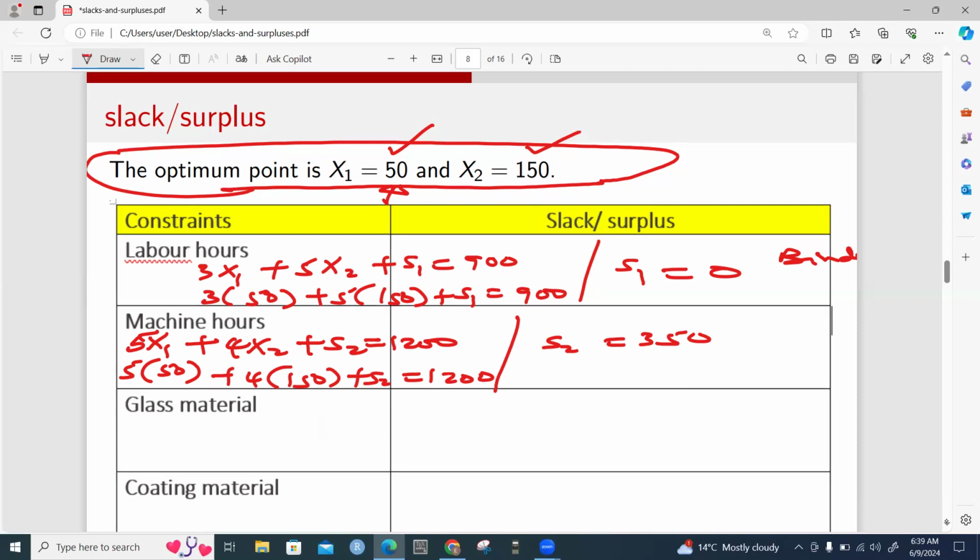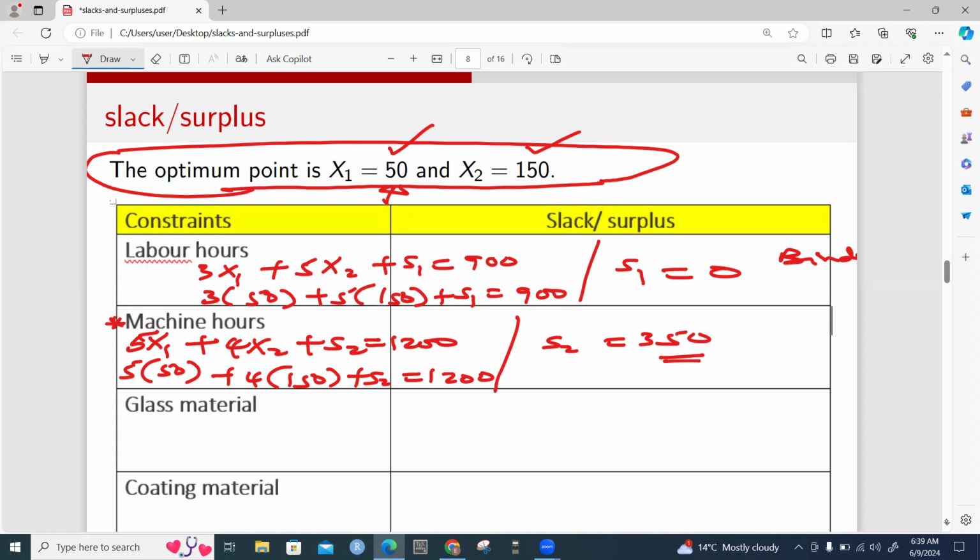This means that at the optimum point, this particular constraint is not fully utilized. We still have 350 machine hours as spare that are underutilized. They are not used, so the machine is actually idle for 350 hours at that optimum point of the solution. So 350 hours are spare time. The machine hours are just idle.